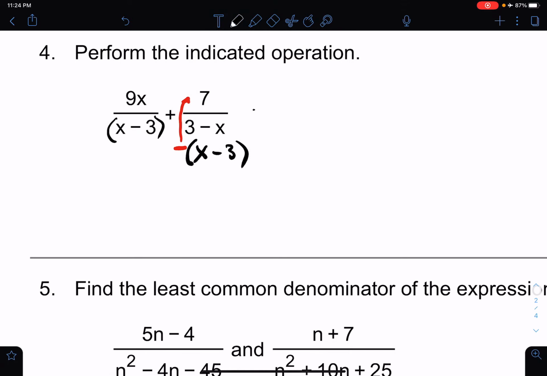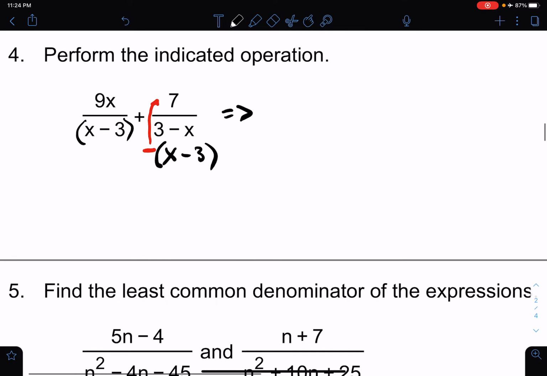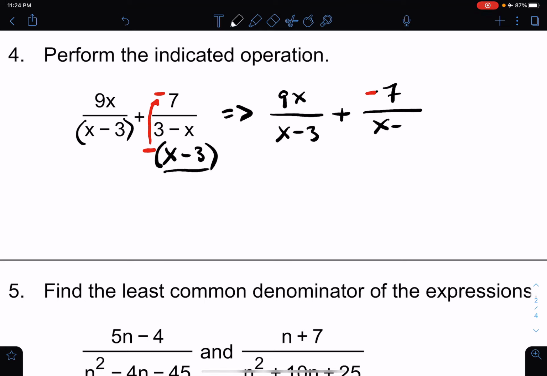So let's rewrite this on what we have here. We've got 9x over x minus 3 plus, remember, negative 7, because that red negative went up top. Let me highlight that real quick. We brought the negative up top, so it's up there, and it is all over x minus 3. So without having to really work hard, we have a least common denominator. So now what we're left with is 9x minus 7 up top over x minus 3.